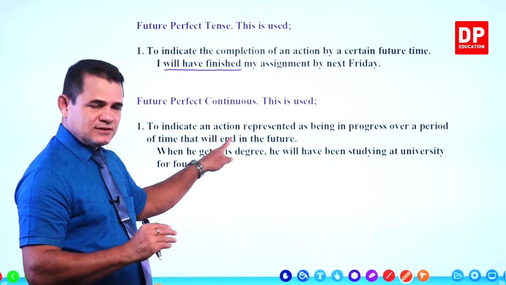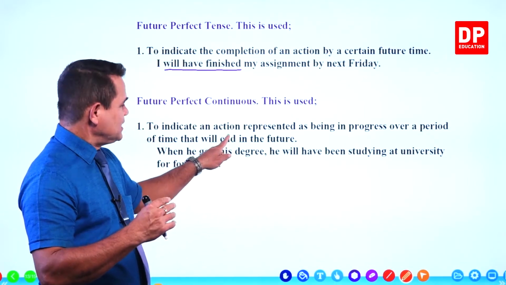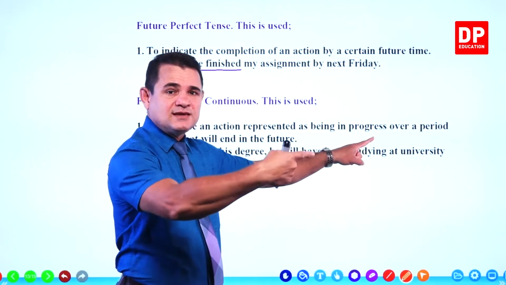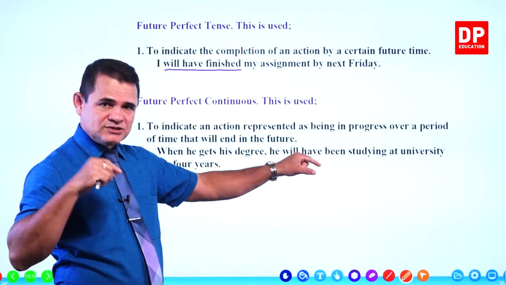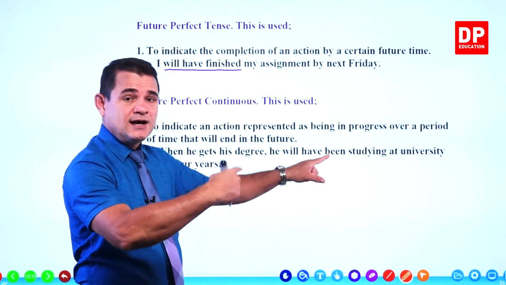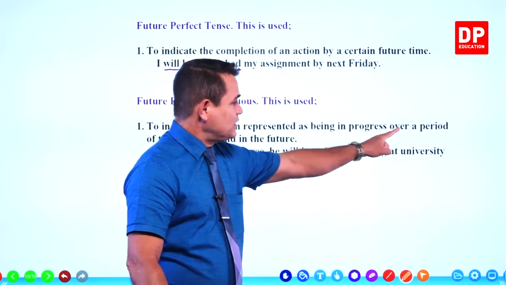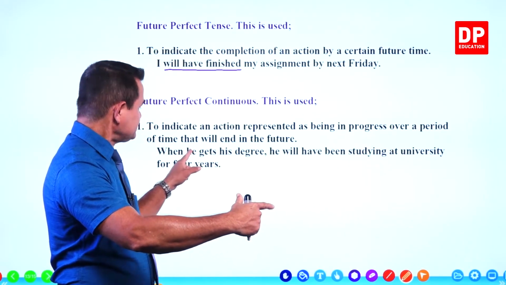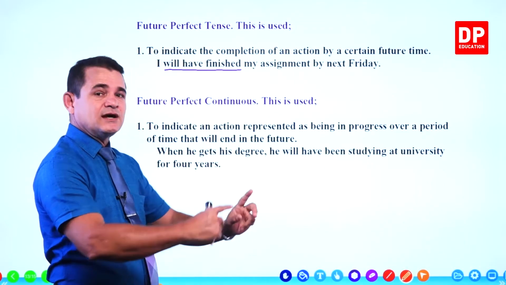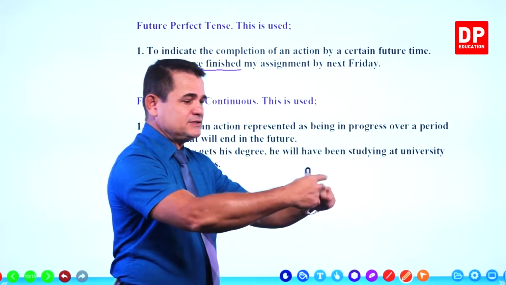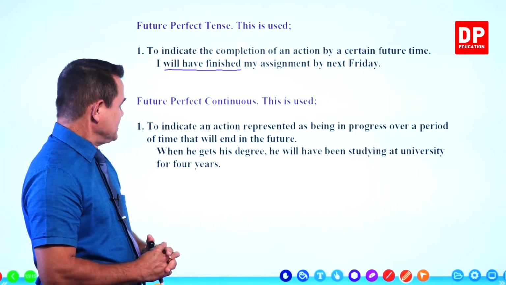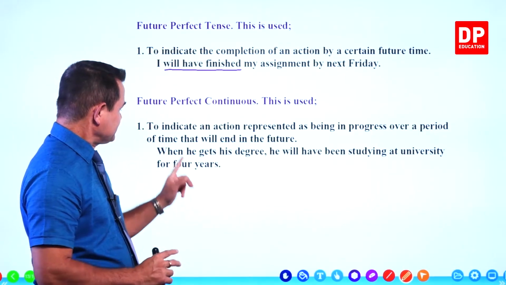Indicate an action, represented as being in progress. Now, past? No. Future. Over a period of time. That will end in the future. It begins in the future and ends in the future. No connection to the present. Now look at this example.